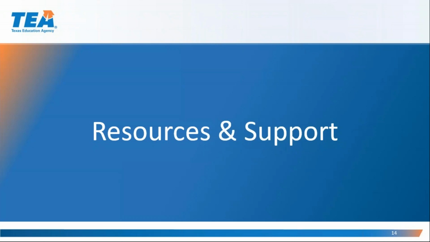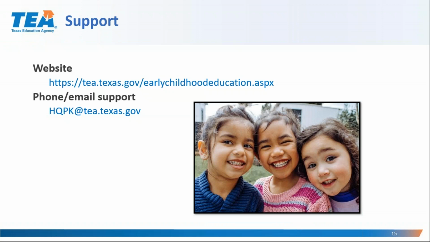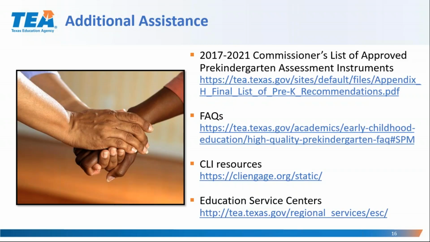All right, we've gone over what is required, how you meet those requirements, and now we want to look at some resources and support that may assist you in your compliance. The Early Childhood Education Division of TEA is always ready and willing to support your efforts. So this slide gives you the website address and also the email support. Please do not hesitate to visit our website and to contact us if it is needed.